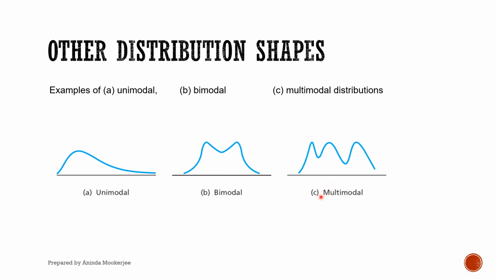So if you are given graphs like this and asked to identify what type of distribution it is, please look at the number of peaks in the graph and decide accordingly. All right, if it has two peaks, it's bimodal. If it has more than two peaks, then it's multimodal, and one peak is unimodal.